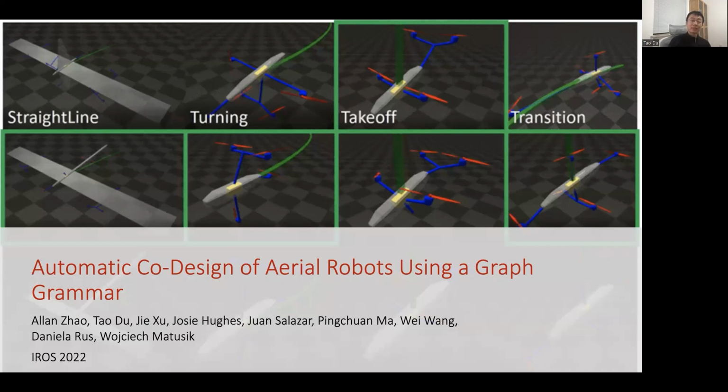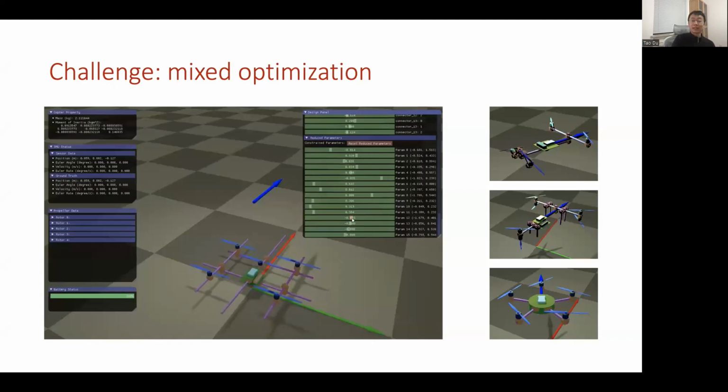So this work is about exploring possible designs of aerial robots with propellers and fuselage and rods, all sorts of possible combinations, as long as the physics is applicable. And just like before, I am not going to cover all the technical details, but instead I'm going to focus on the major technical difficulty and explain the intuition behind our solution.